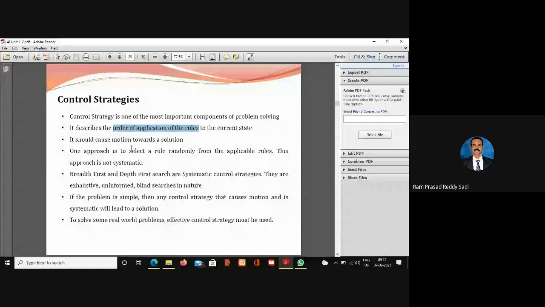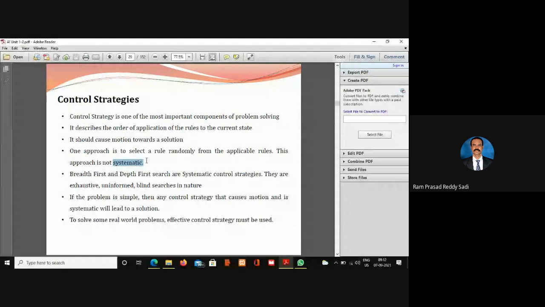So we apply this control strategy, you move from one state to another state. What is it that we have been doing till now? We are going with this one approach to select a rule randomly from the applicable rules. Of course, you may end up with a solution, but this is not a systematic approach. We need to be adhering to systematic approaches.